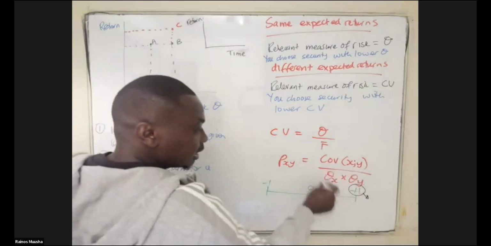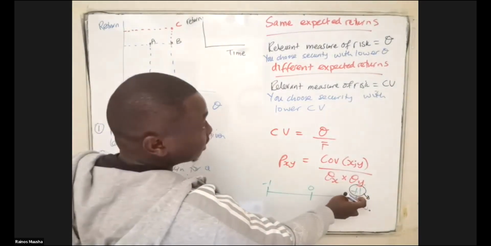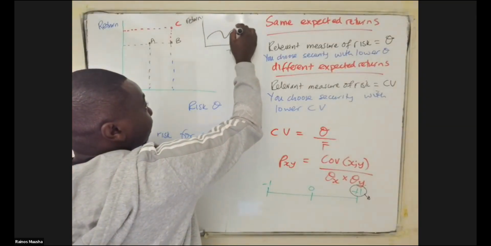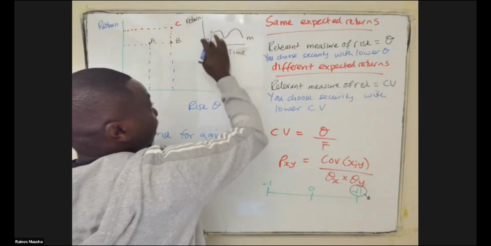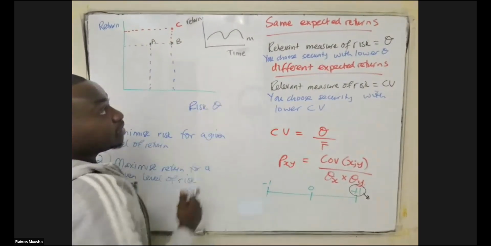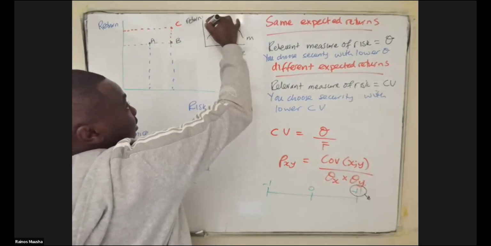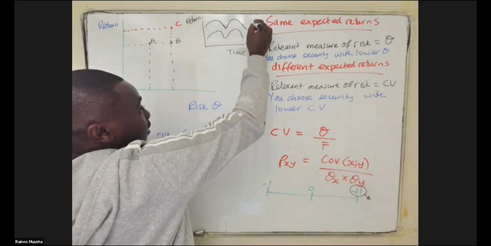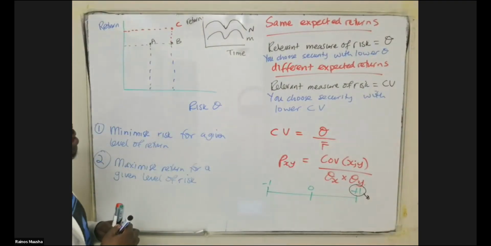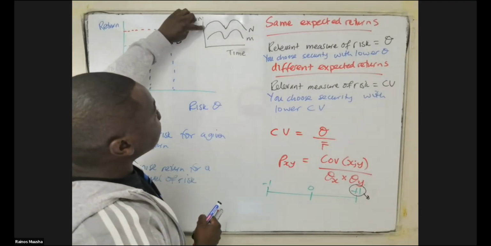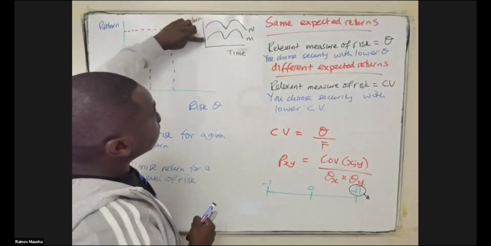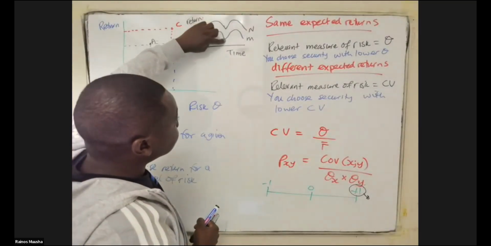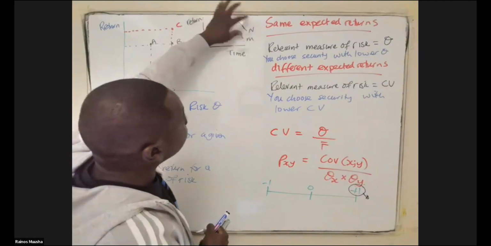So when you're looking at the interpretation of the correlation coefficient being equal to +1, we're basically saying if the return of security M is moving in this particular direction, security N would be doing something like this. If the return of security N goes up, security M is expected to go up. If the return of security N goes down, the return of security M goes down as well. So they're basically moving in the same direction.